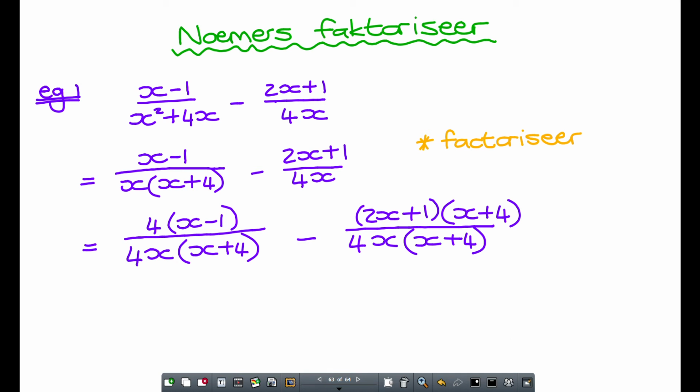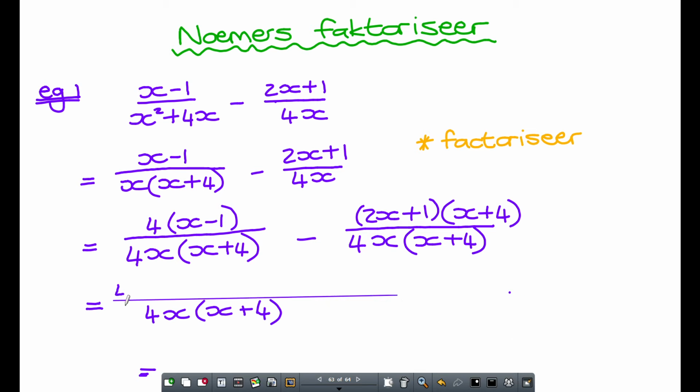Right. Goed. So nou dat my noemers dieselfde is, we can put it in one fraction. As jy nie gemaklik is daarmee nie, dan hou hom nog steeds apart. Maar vir spasie gewys gaan ek hom nou... So that's my denominator, which is the same for everyone. So I'm going to put it in one big fraction.